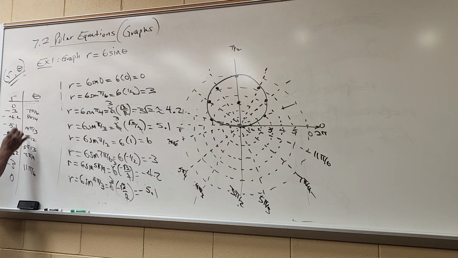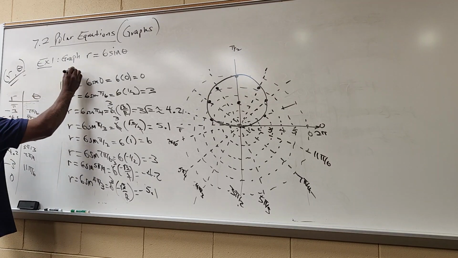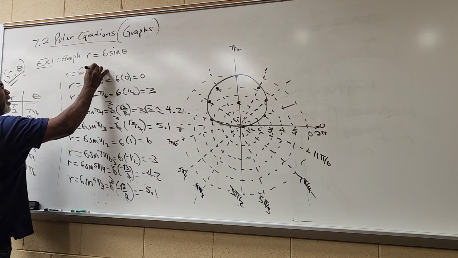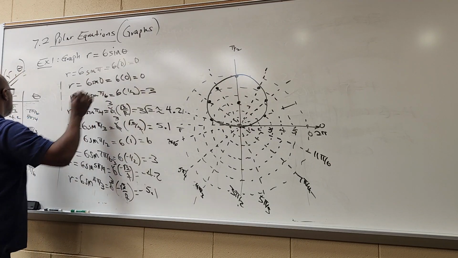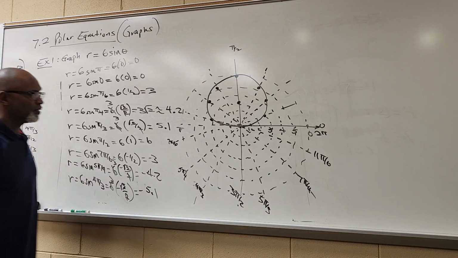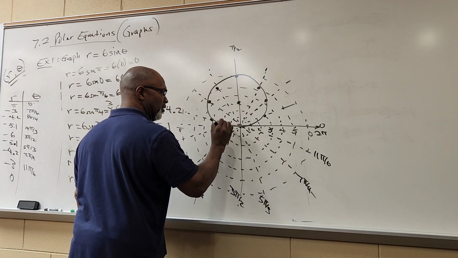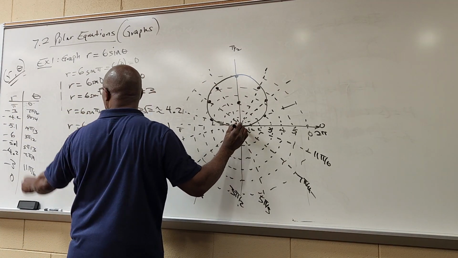So let's see where these points live. And this first one could have been starting at pi, right? Let's do that one real fast. R equals 6 sine of pi. The sine of pi is 0, though. So that's still 0. So, make an angle of pi, 0. That's right here.